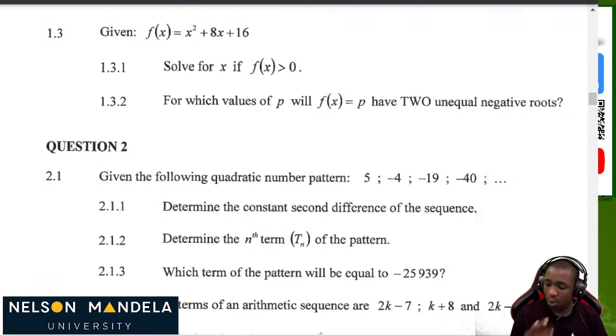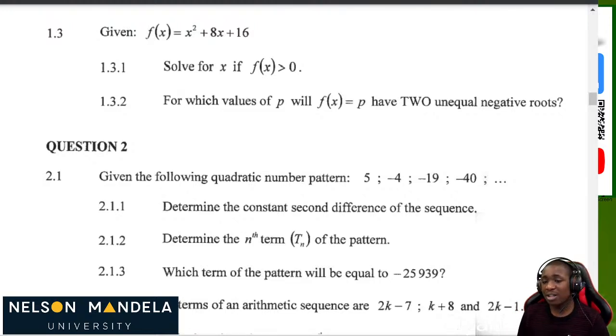We are already given that f of x must be equal to p. What is our f of x? Our f of x is x squared plus 8x plus 16, which must be equal to p. So now we have to find the two distinct roots. We can just use our quadratic formula as always. That is going to be x squared plus 8x plus 16 minus p equal to 0.